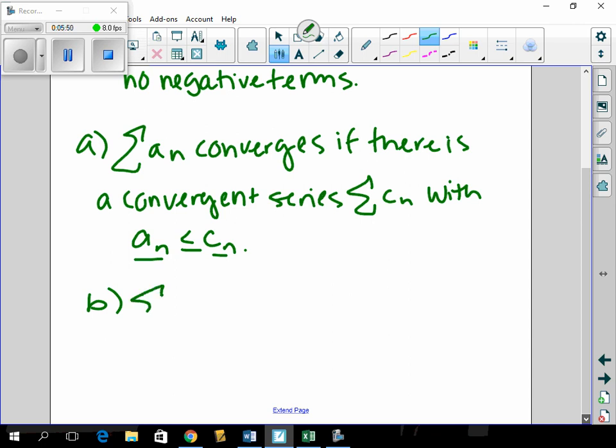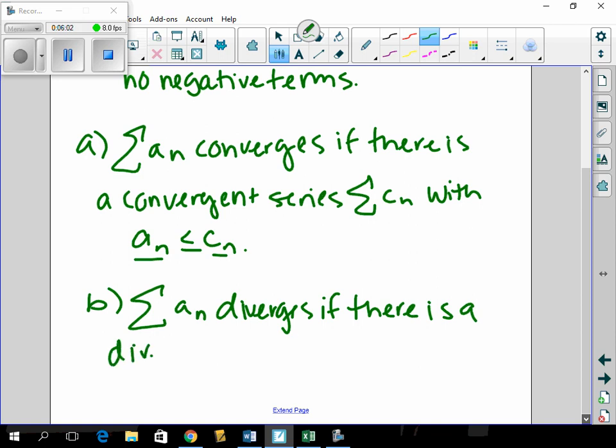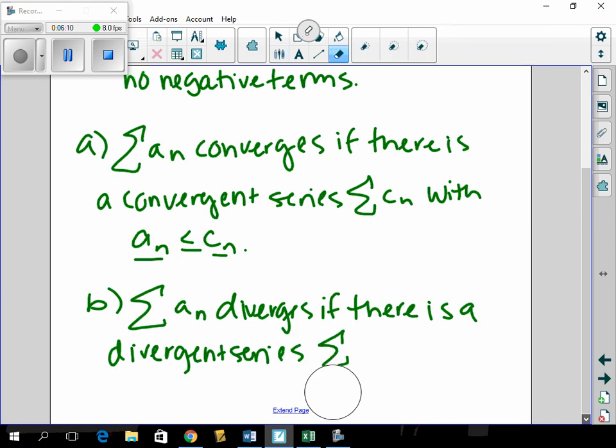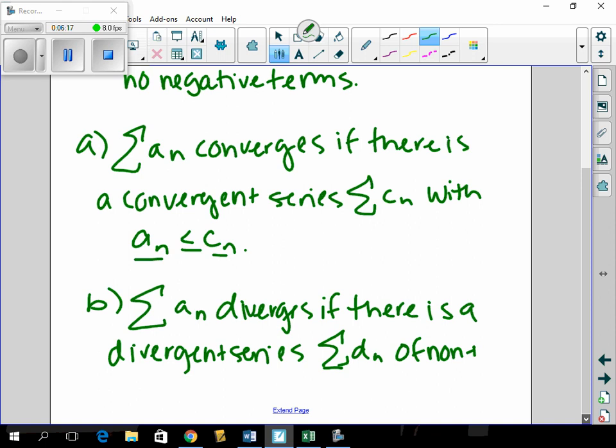Or a sub n diverges if there is a divergent series, and we're going to call that series d sub n, and this has non-negative terms as well. Write this on the bottom: of non-negative terms.